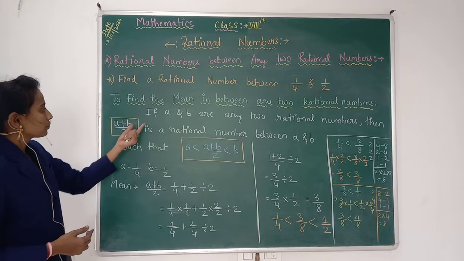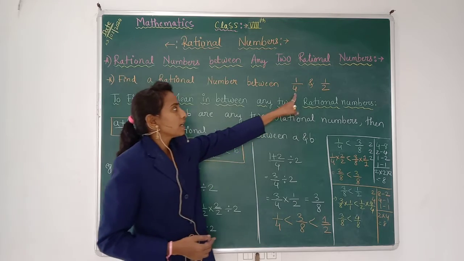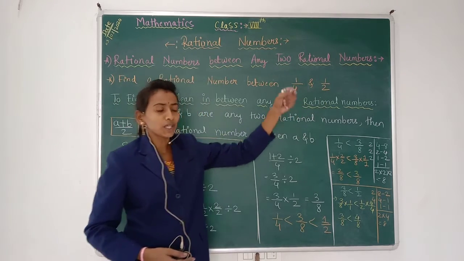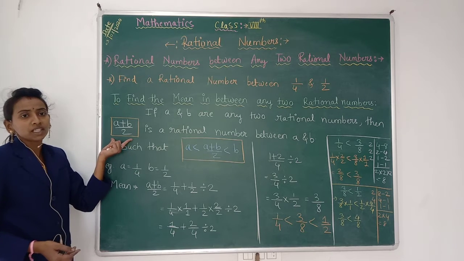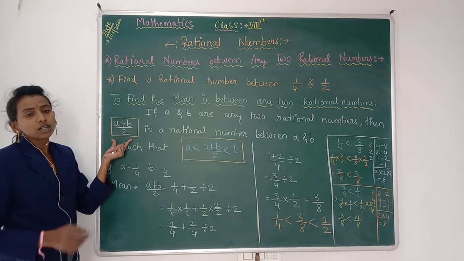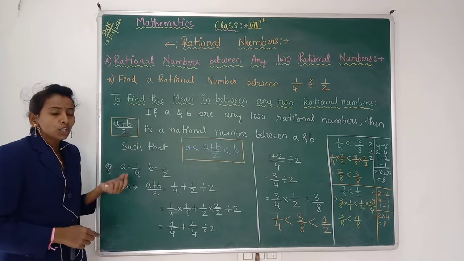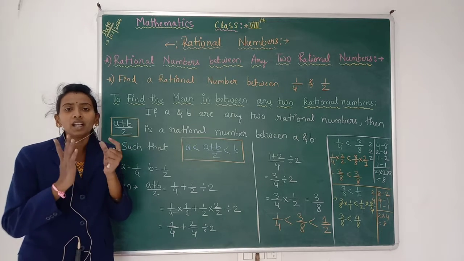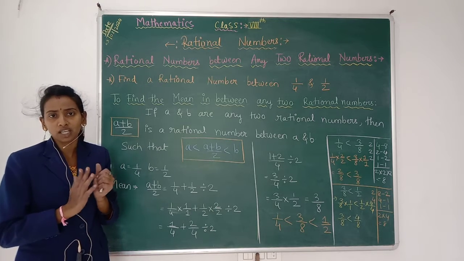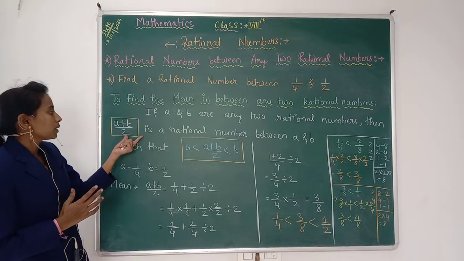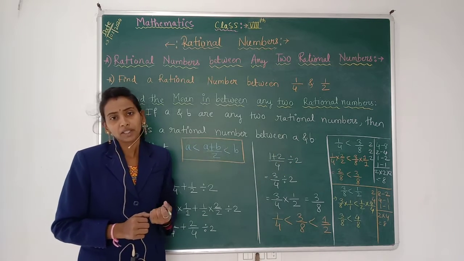So here, if A and B are any two rational numbers, then A plus B divided by 2. If you find A plus B divided by 2, you get that middle number. We get that middle rational number. So A plus B divided by 2 is a rational number between A and B.